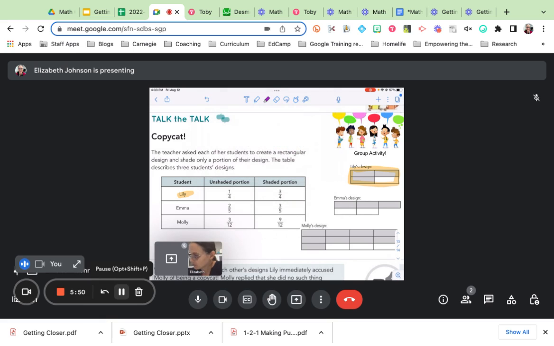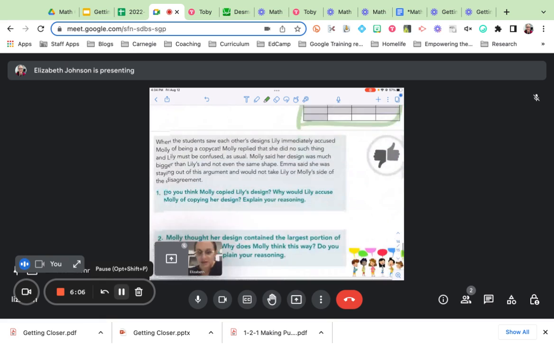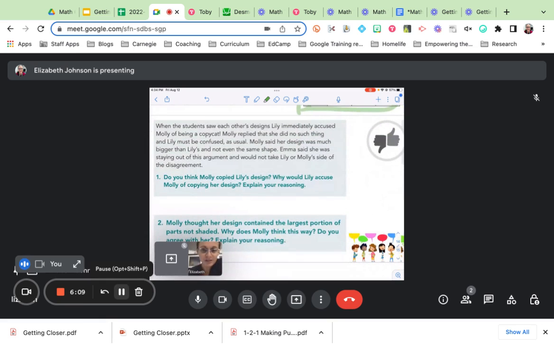Emma left 2/5 unshaded. Here's Emma's. And then Molly left 3/12 unshaded. Here's Molly's design. Now, here's your task. Here's what you're going to do with these designs. Well, what happened is when the students saw each other's design, Lily accused Molly of being a copycat. Molly replied that she did no such thing and that Lily must be confused, as usual. Molly said her design was bigger than Lily's and was not even the same shape. Emma said she's staying out of this argument and she wouldn't take Lily or Molly's side.